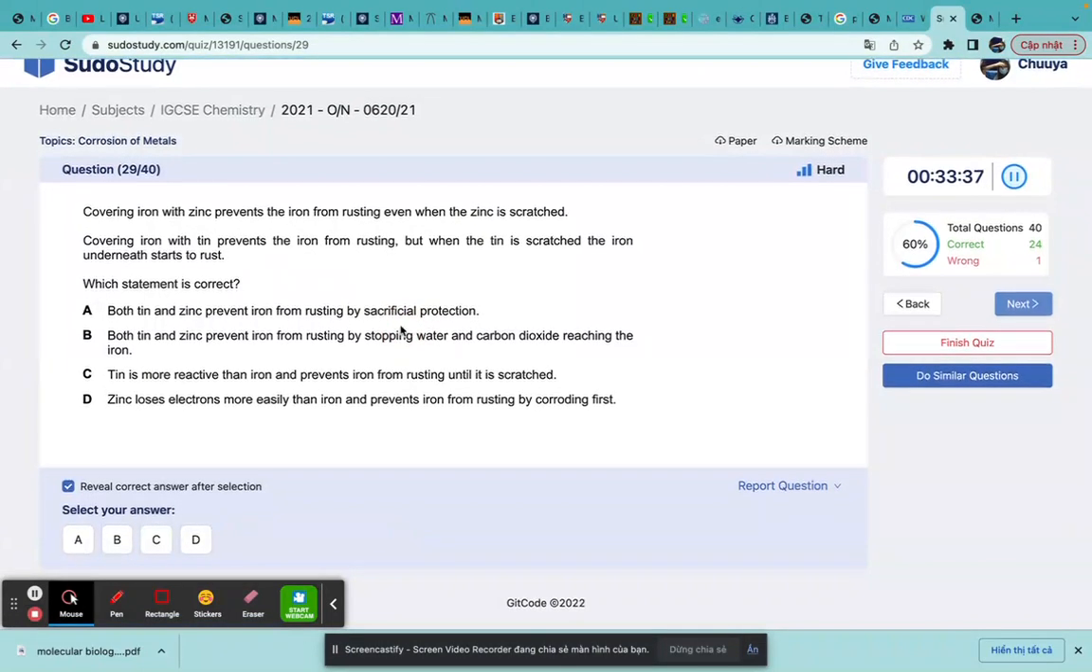Okay. When the tin is scratched, covering the iron from rust, it corrodes first.